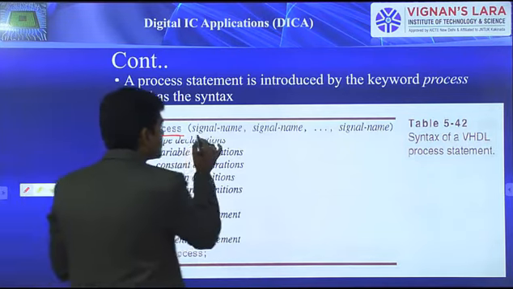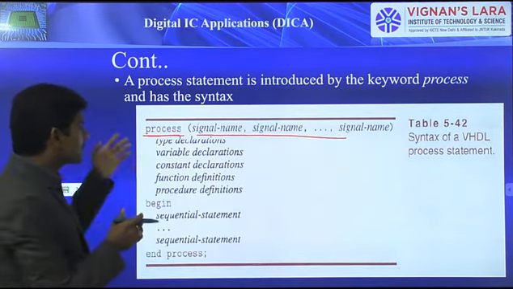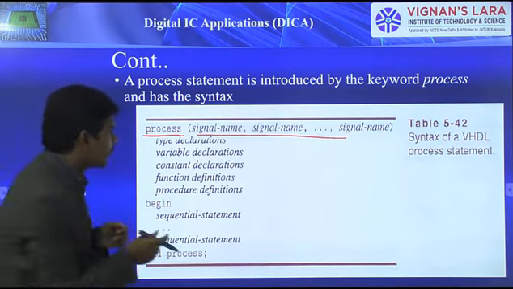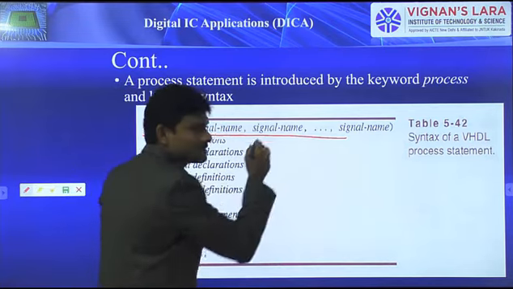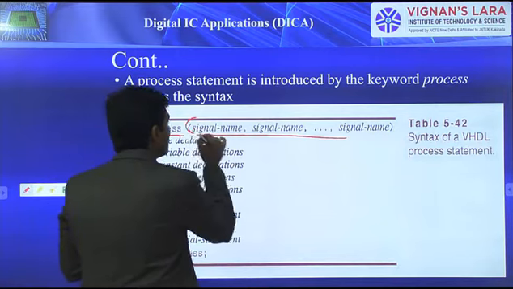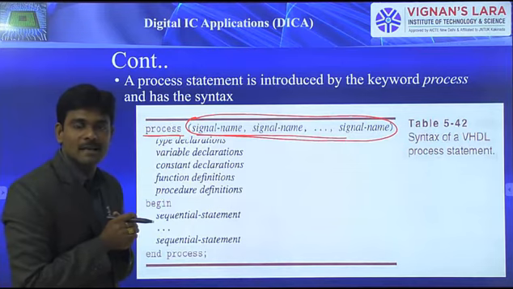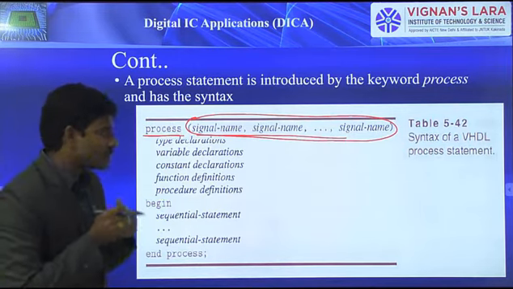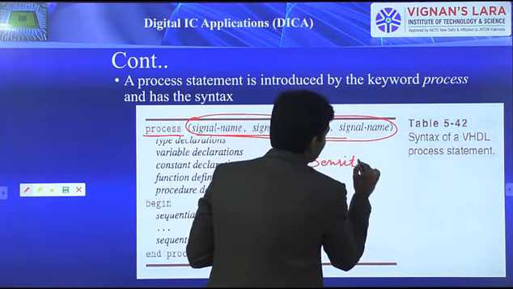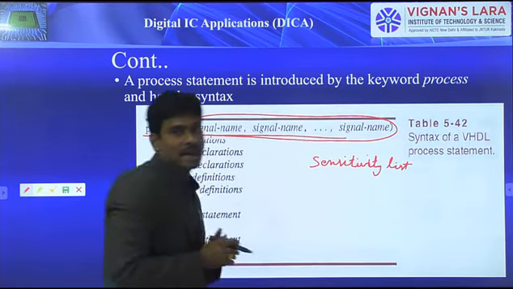Then after that, within the parentheses, we are supposed to represent the signal names. So what are the signal names we are going to mention within those parentheses? Depending on whichever signals the output of the circuit is going to vary, those signals we are supposed to mention in this particular signal list. And that signal list we can call a sensitivity list. So remember that particular one: sensitivity list we can call it.